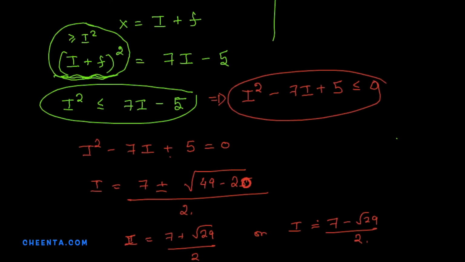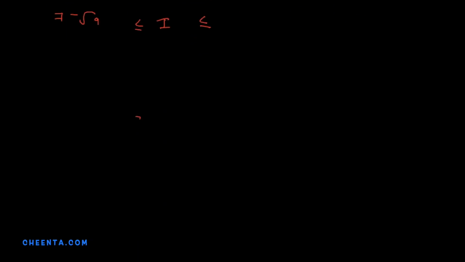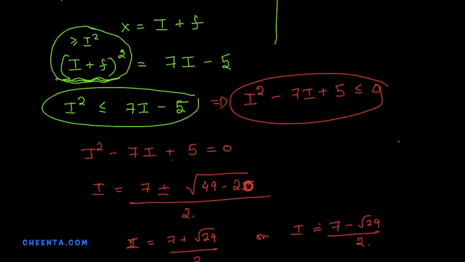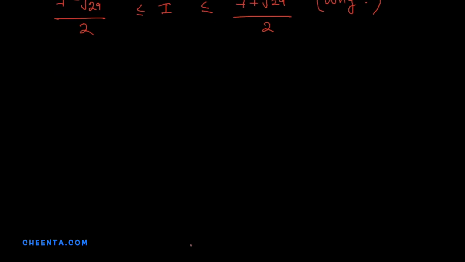So it is less than or equal to 0 if I is between these two values, 7 minus square root of 29 over 2 and 7 plus square root of 29 over 2. Why? Well, that will need a little bit of work from quadratic inequalities, which we do not have the space to discuss here. This is just a problem discussion. So look up quadratic inequalities if you do not know why this is true.